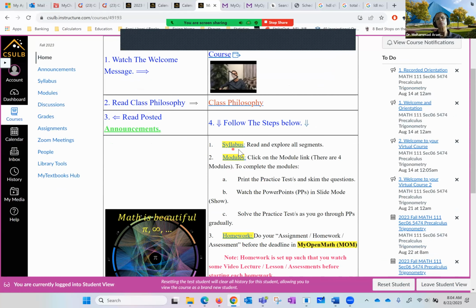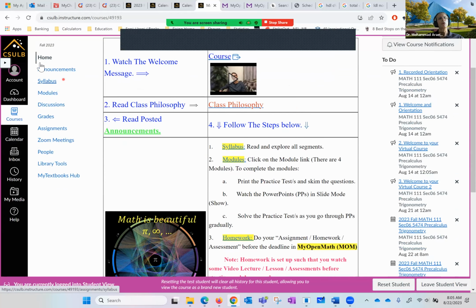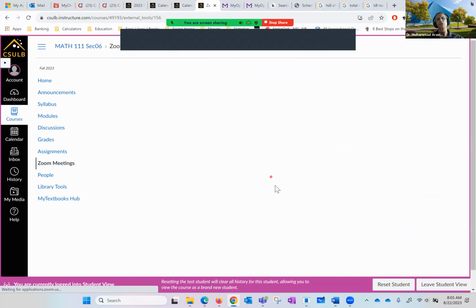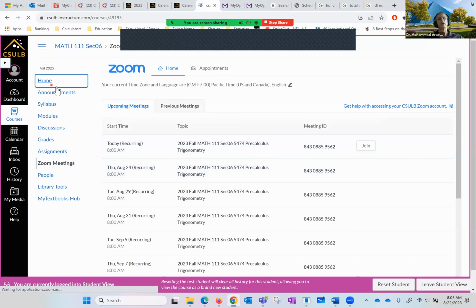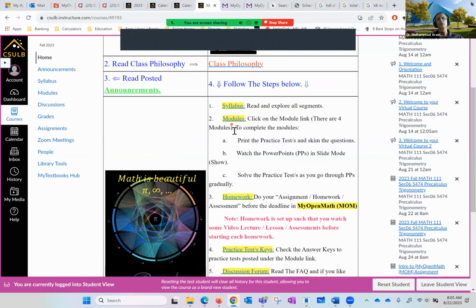Number 1 is about the syllabus. And we want to explore all segments. Modules, again, notice on the left navigation bar, we have the home page, announcements, syllabus, modules, discussion, grades, and so forth. And Zoom meeting, of course. Under the Zoom meeting, it's important to know that we have our meeting set up here. In any event, going back to the home page, so syllabus, modules.